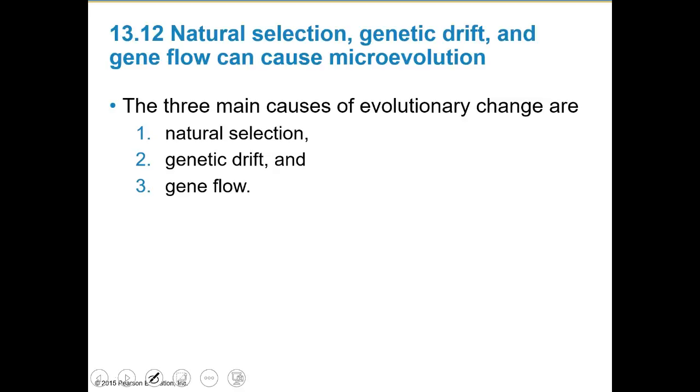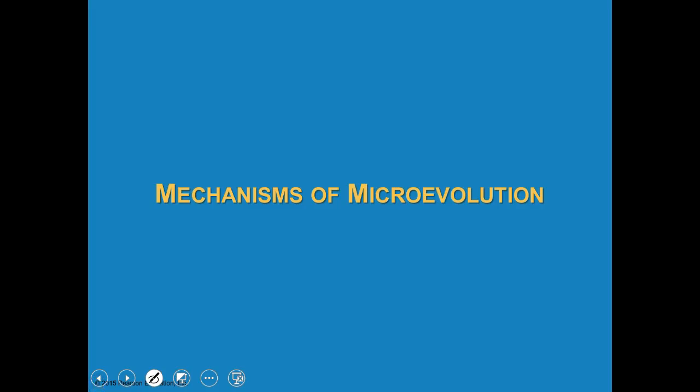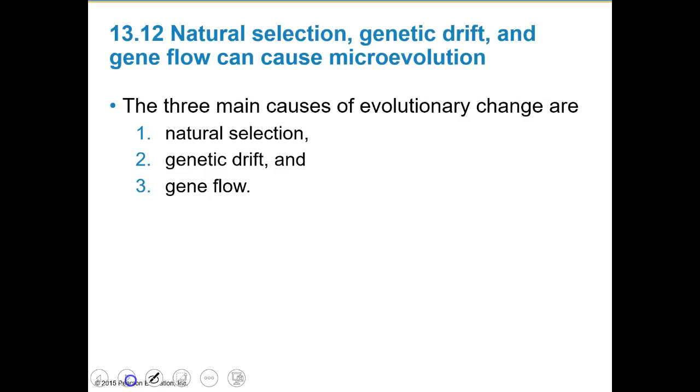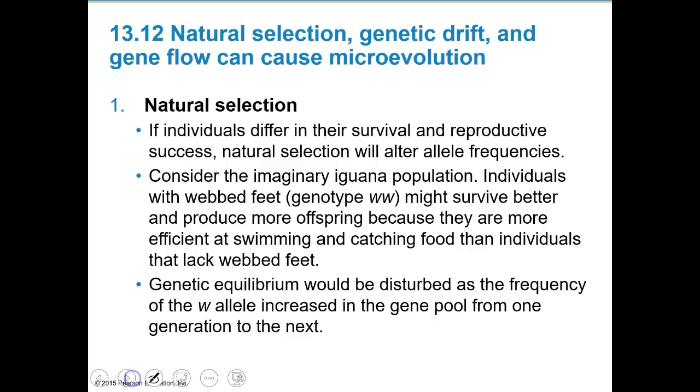All right, this is still looking at what causes evolutionary change, just on the little level. There are 3 main causes of evolutionary change: natural selection, genetic drift, and gene flow. This is a key thing that you'll want to know.